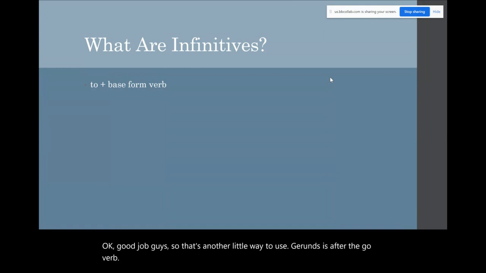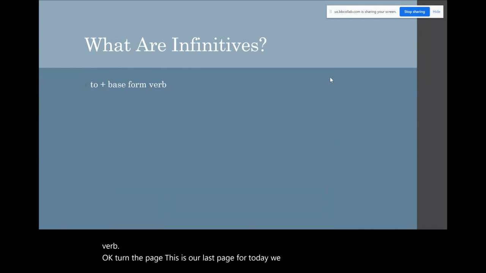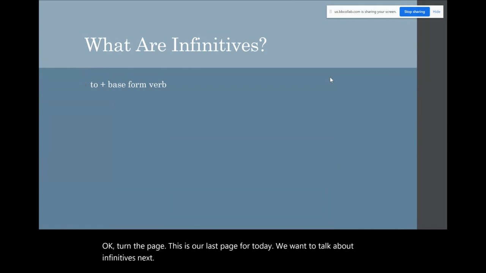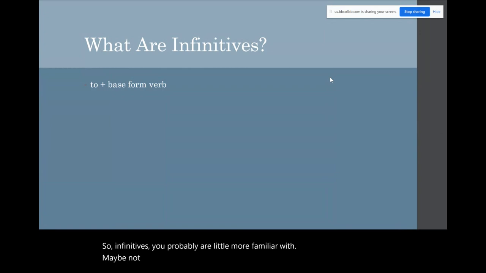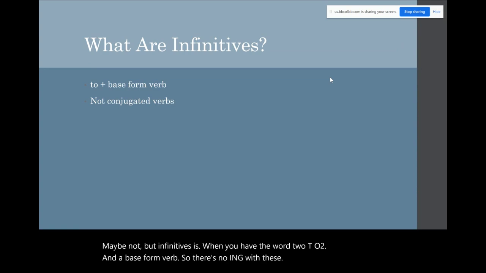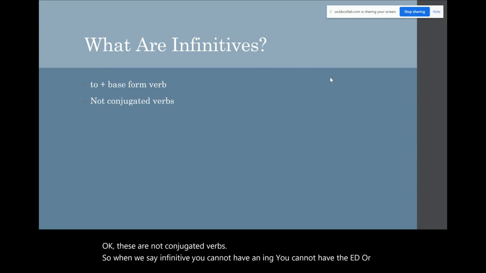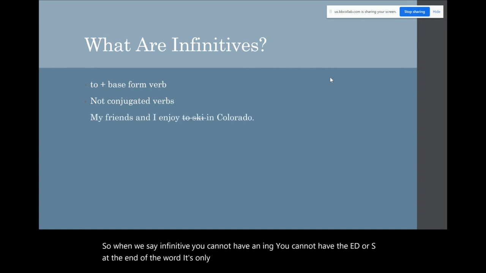Okay, turn the page. This is our last page for today. We want to talk about infinitives next. Look at page 346. Infinitives you probably are a little more familiar with. Maybe not. Infinitives is when you have the word to, T-O, to, and a base form verb. So there's no ing with these. These are not conjugated verbs. So when we say infinitive, you cannot have an ing, you cannot have the ed or a s at the end of the word. It's only to with a base form, okay?